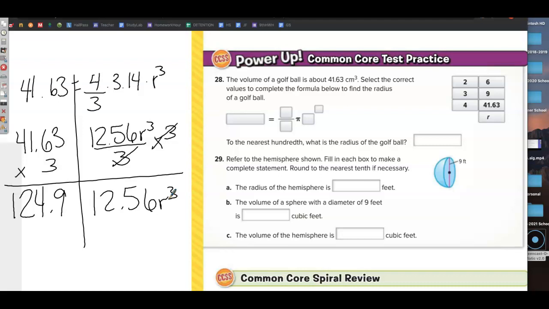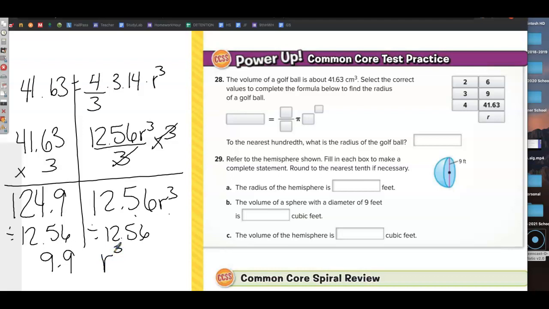What operation are these two? Divide. So I divide by 12.56. And what do we get? 9.9. Okay, we'll leave it at 9.9 r cubed, and then what would my last step be?